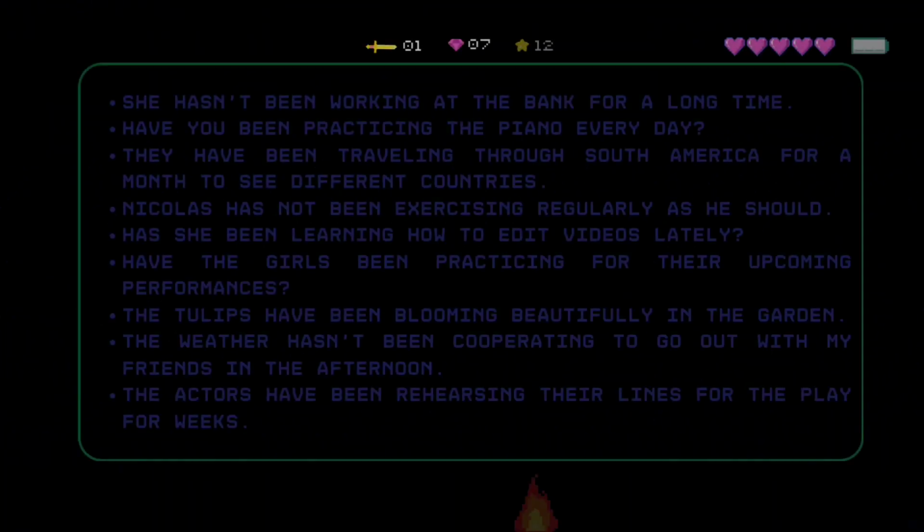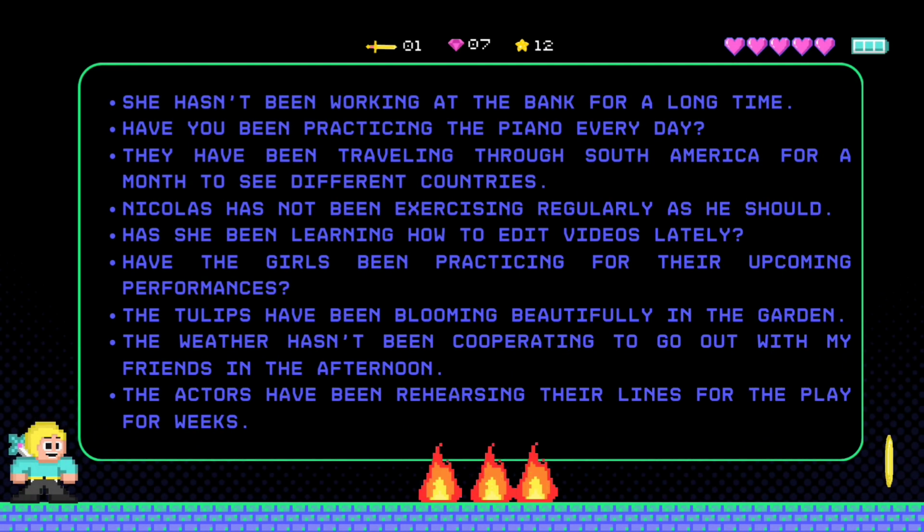Examples: she hasn't been working at the bank for a long time. Have you been practicing the piano every day? They have been traveling through South America for a month to see different countries. Nicholas has not been exercising regularly as he should. Has she been learning how to edit videos lately? Have the girls been practicing for their upcoming performances?